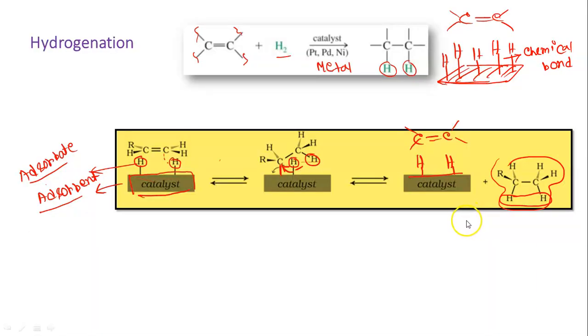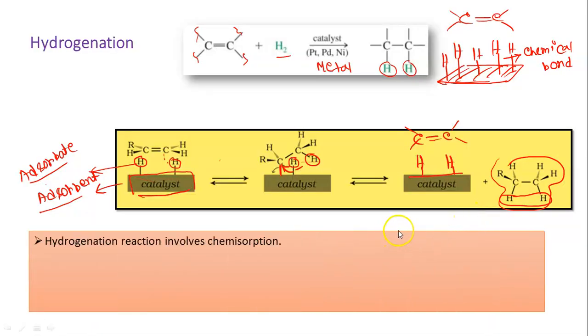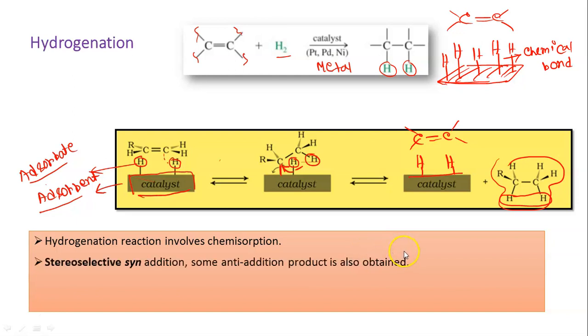So this reaction involves, first of all, chemisorption. Second thing is stereoselective syn addition. And why are we saying stereoselective, not stereospecific? Because it is not giving us 100% syn addition. There is some amount of anti-addition also. In the next slide we will focus on that. So that is the reason some anti product will also be obtained. That is the trans product actually, by the method of anti-addition.